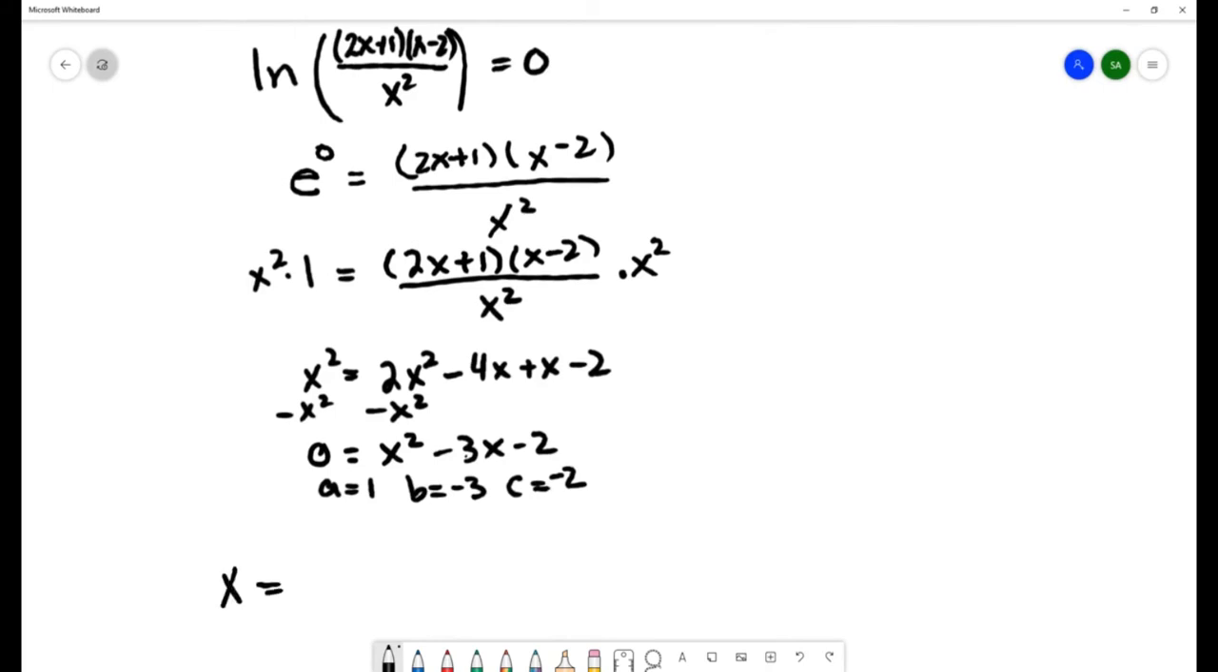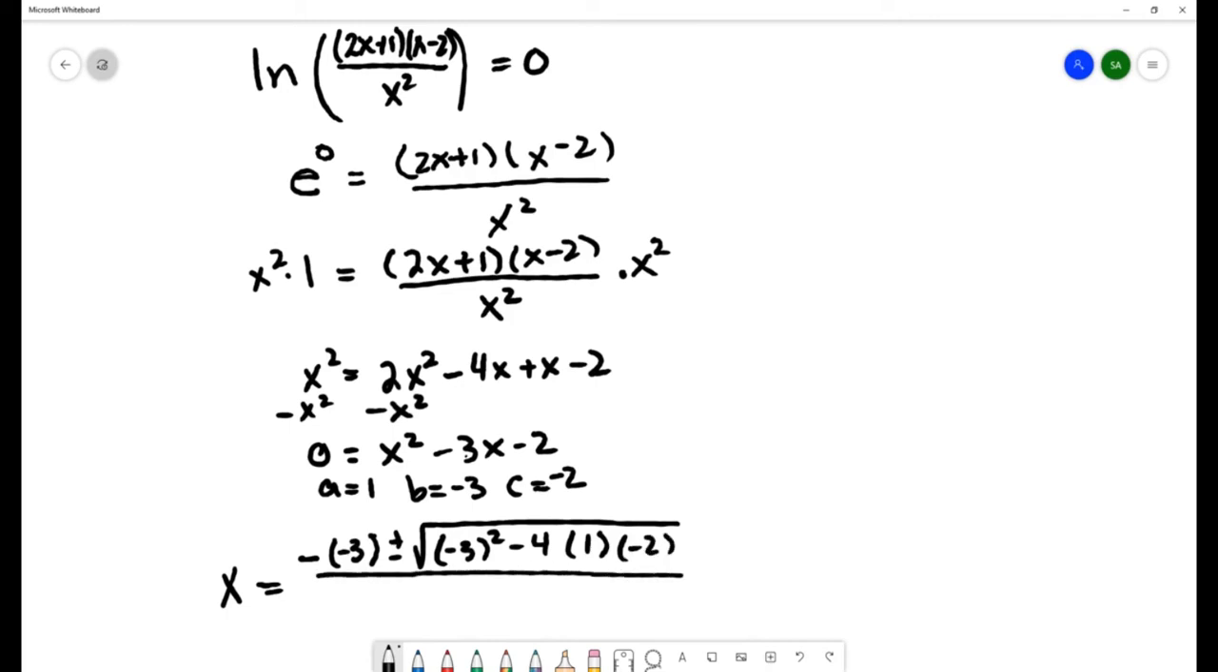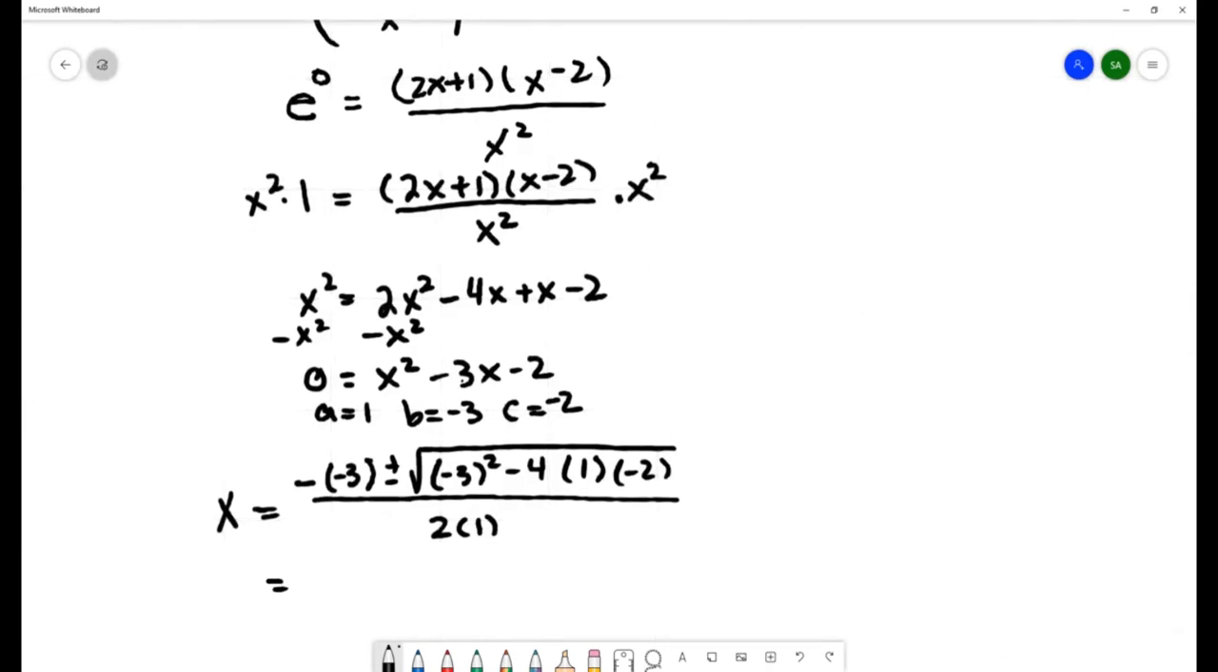So that will give me x equals negative (−3) plus or minus the square root of (−3) squared minus 4 times 1 times negative 2, all over 2 times 1. This gives 3 plus or minus the square root. Negative 3 squared is 9, and 4 times 2 would give me an 8, a plus 8, over 2. And this is 3 plus or minus the square root of 17, over 2.